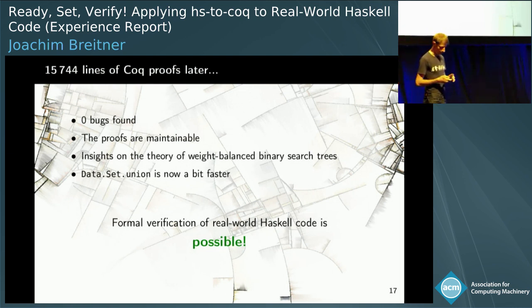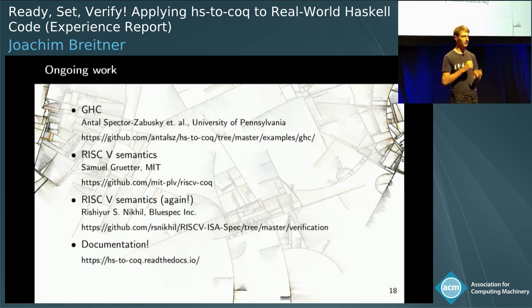Encouraged by this result, maybe a little glimpse on ongoing work. The people at Penn, in particular Antal, are now turning it up yet another notch, and they're trying to verify parts of GHC itself, which I would really, really consider real-world Haskell code. And actually, we already found a bug. So maybe the observation from the first slide that Haskell code has no bugs is not as universal as I was hoping it would be.